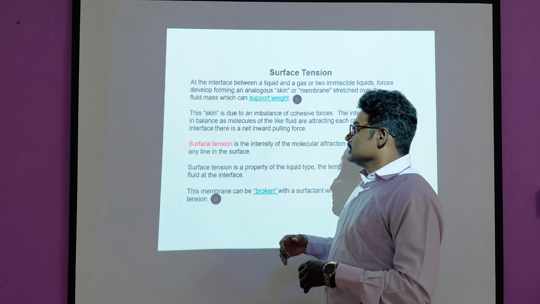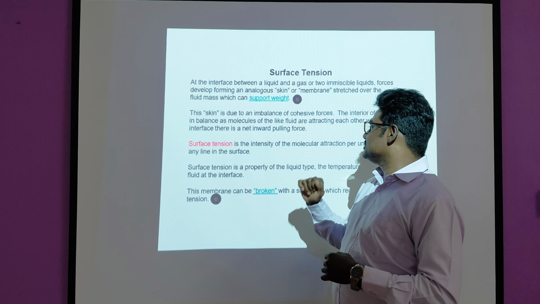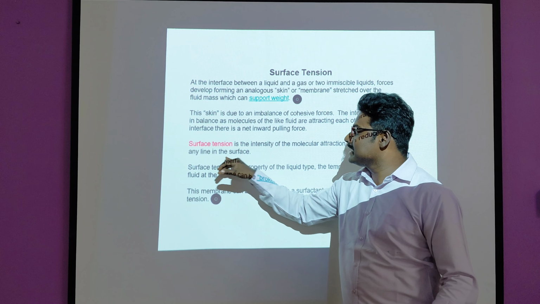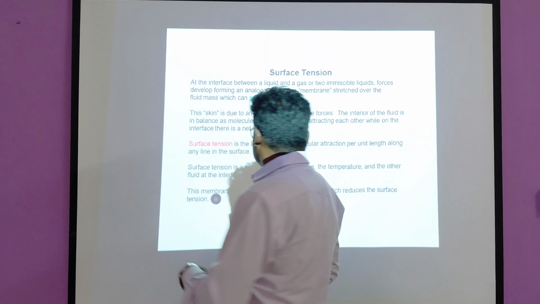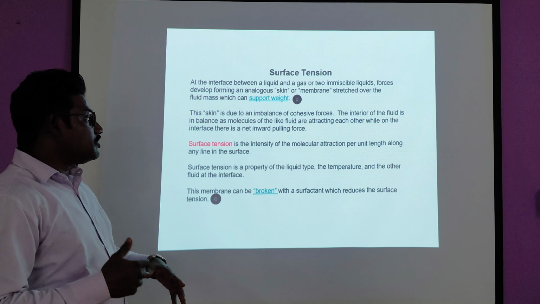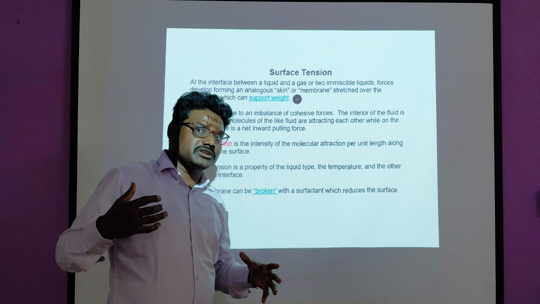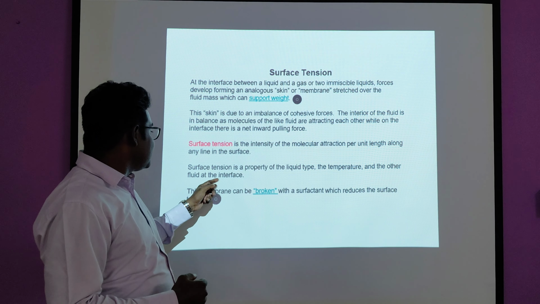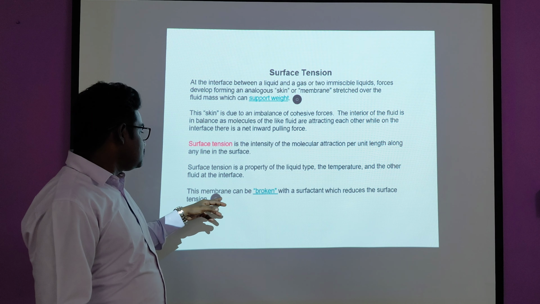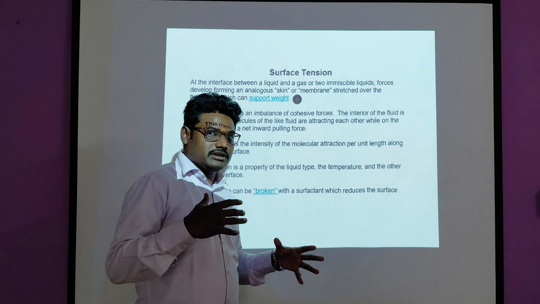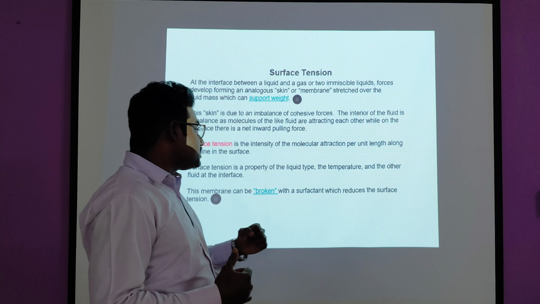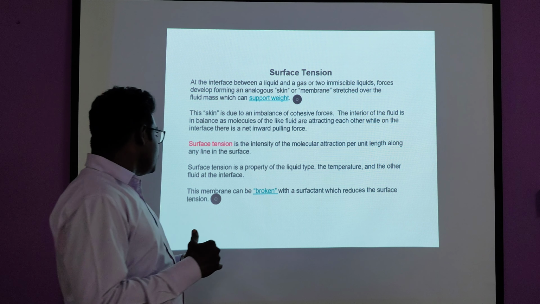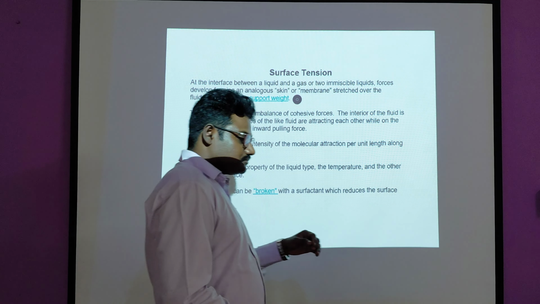force. Okay, surface tension is the intensity of the molecular attraction per unit length along any line in the surface. Surface tension is a property of the liquid type, the temperature and the other fluids at the interface. Okay. This membrane can be broken with a surfactant which reduces the surface tension.